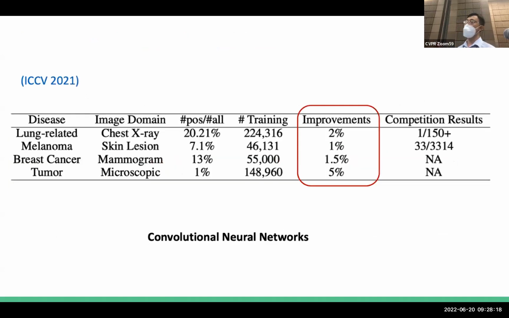We have also applied this library to other medical image classification tasks, including detecting melanoma, which is skin cancer, detecting breast cancer based on mammogram images, and detecting tumors based on microscopic images. Compared to the traditional deep learning approach of optimizing cross entropy loss, we have an improvement from 1% to 5% depending on the imbalance ratio, which is the proportion of positive examples.